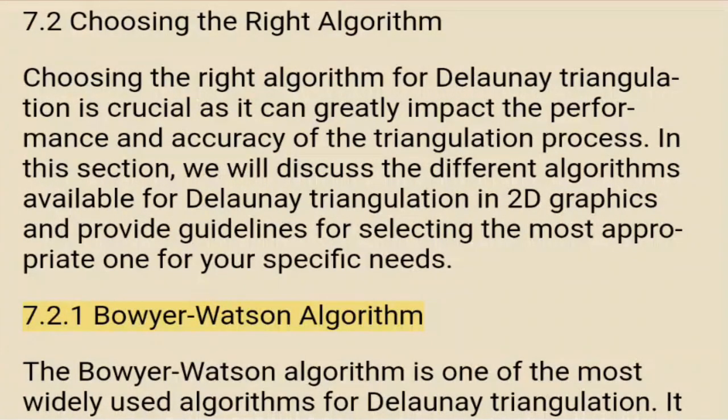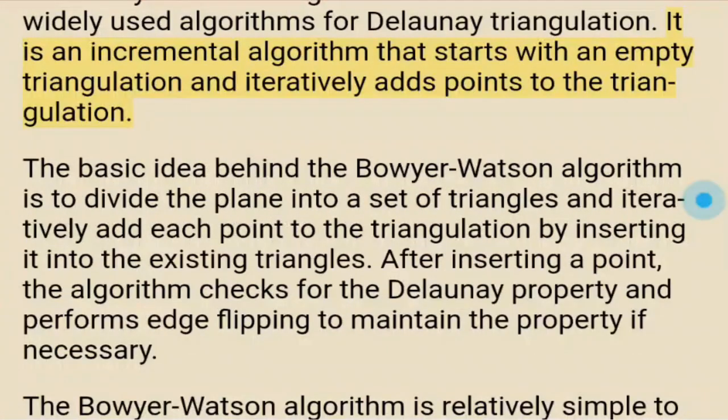7.2.1 Bowyer-Watson algorithm. The Bowyer-Watson algorithm is one of the most widely used algorithms for Delaunay triangulation. It is an incremental algorithm that starts with an empty triangulation and iteratively adds points to the triangulation. The basic idea behind the Bowyer-Watson algorithm is to divide the plane into a set of triangles and iteratively add each point to the triangulation by inserting it into the existing triangles. After inserting a point, the algorithm checks for the Delaunay property and performs edge flipping to maintain the property if necessary.